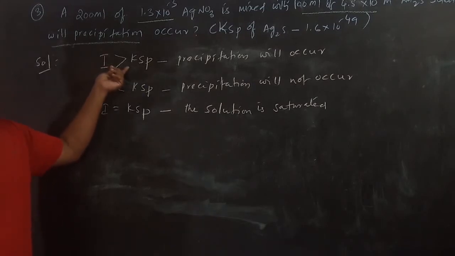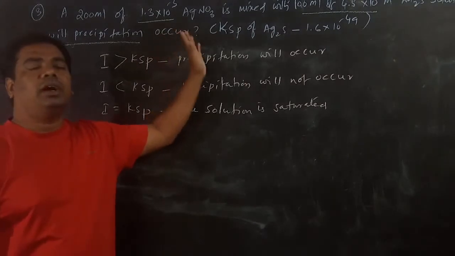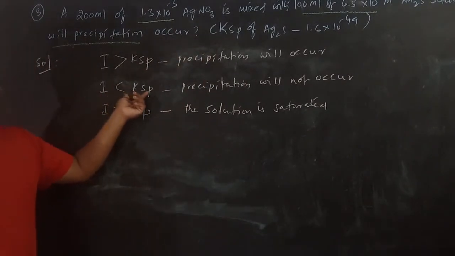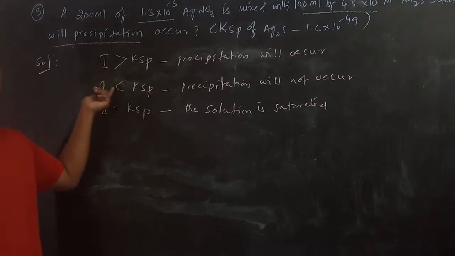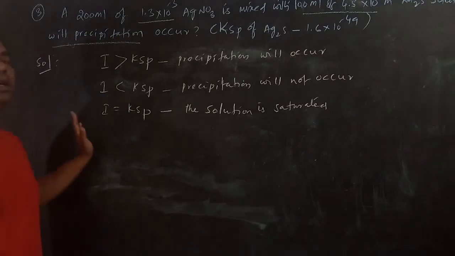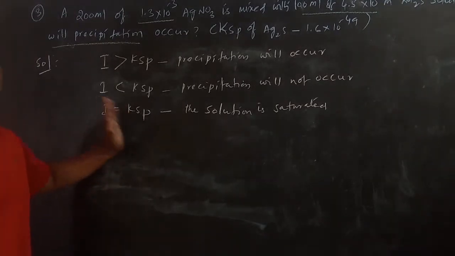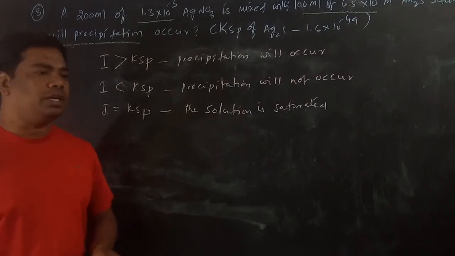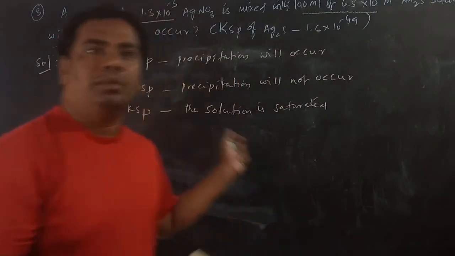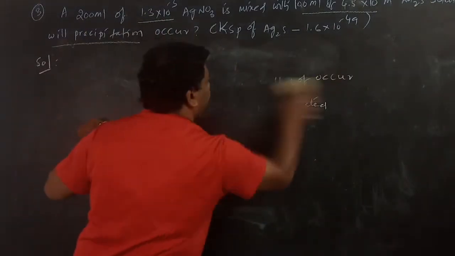The first condition is that if the ionic product is greater than the solubility product, then 100% precipitation formation takes place. If the solubility product is higher than the ionic product, the precipitation will not form. If the ionic product is equal to the solubility product, the solution remains saturated. So these conditions are very, very important, so please remember, students. Then we will move to the problem.